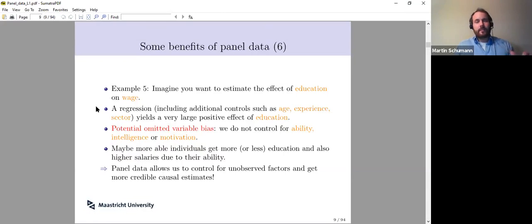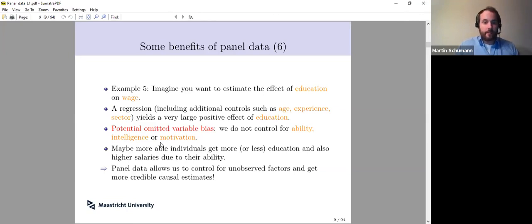However, you may have to be careful here that you're not too enthusiastic because there may be a potential omitted variable bias. Yeah, so let's think of variables that we cannot control for. Yeah? So for instance, inherent ability, intelligence, or motivations of students. And now let's think of a story that we like to tell ourselves, that people that are very able, that are very intelligent, very motivated, they tend to get a higher level of education.